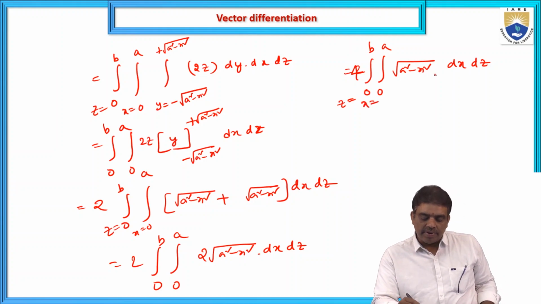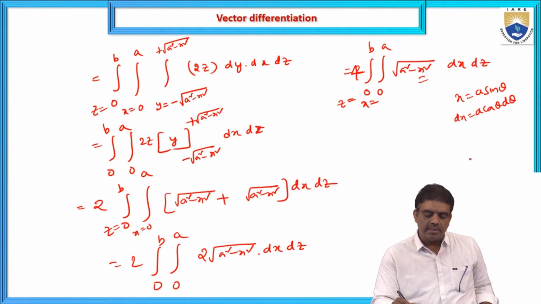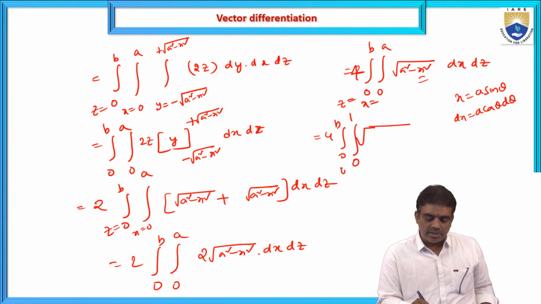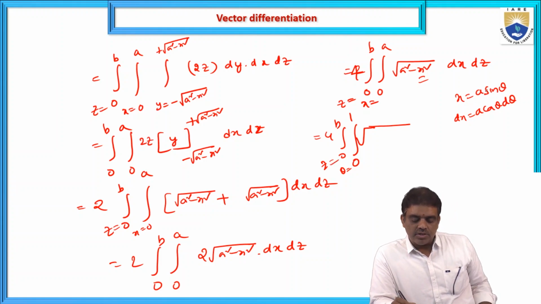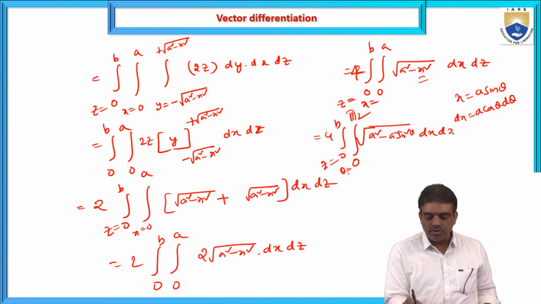So you can solve this value by using x is equal to a sin theta. On putting x equal to a sin theta, dx is equal to a cos theta d theta. The new limits: when x is 0, a sin theta is 0, so sin theta is 0 and theta is 0. When x is equal to a, sin theta is equal to 1, theta is equal to pi by 2. And here a square minus x square means a square minus a square sin square theta, dx dz.